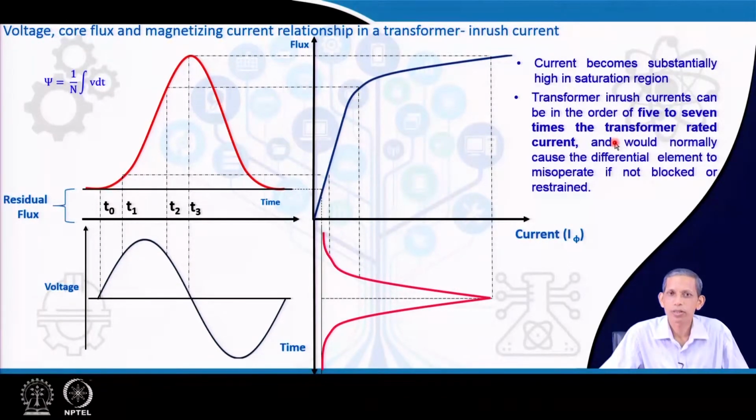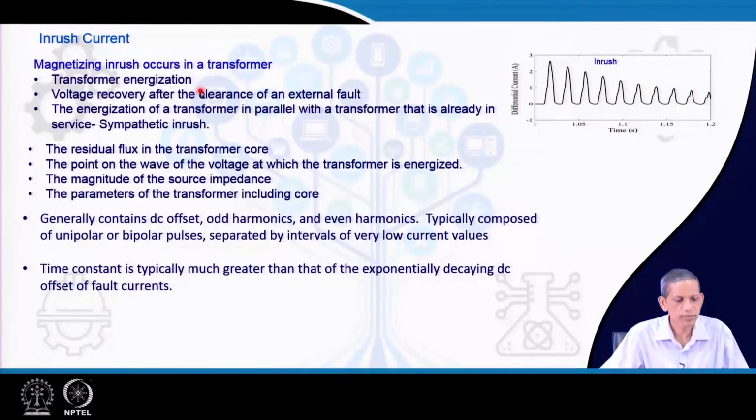and because this current flows in the one winding only where we are energizing, the difference current becomes substantially high, and it may lead to unnecessary, unwanted tripping of the relay due to the operation of the differential relay. This inrush current has different issues, associated with the unnecessary tripping.